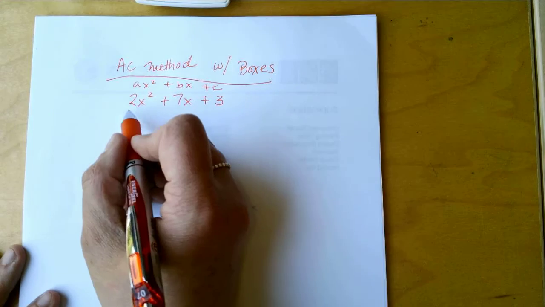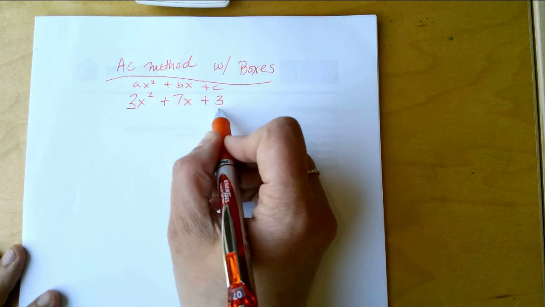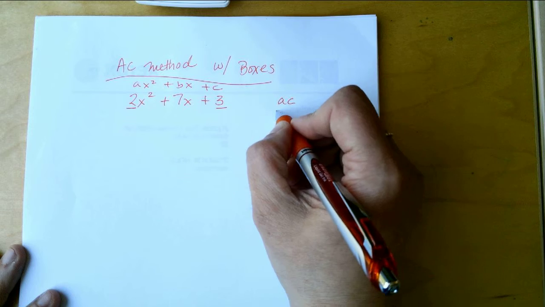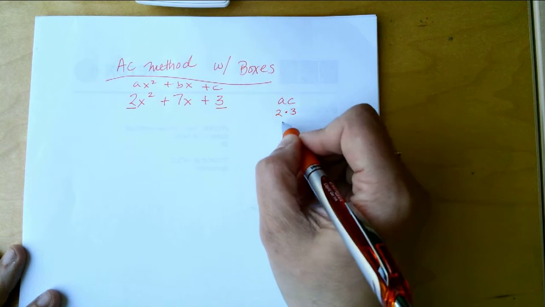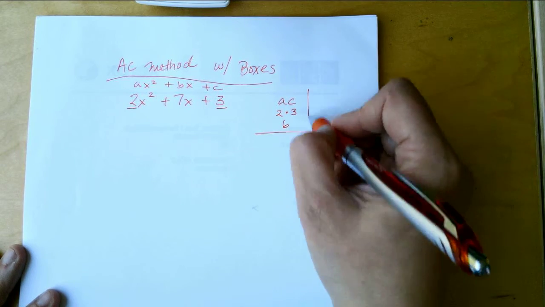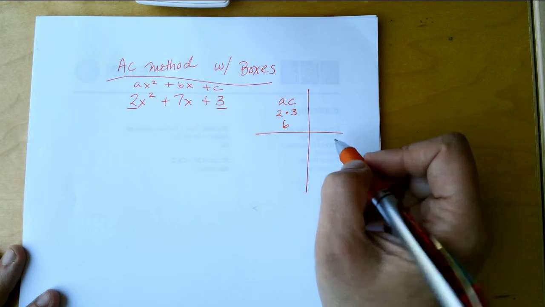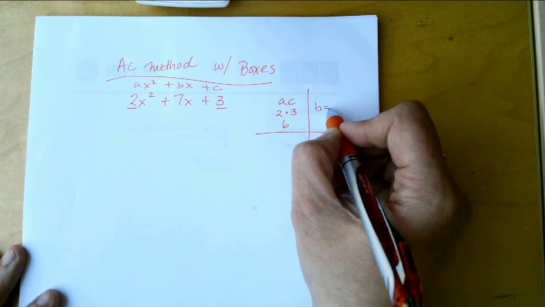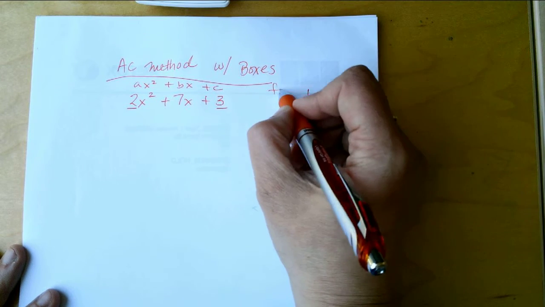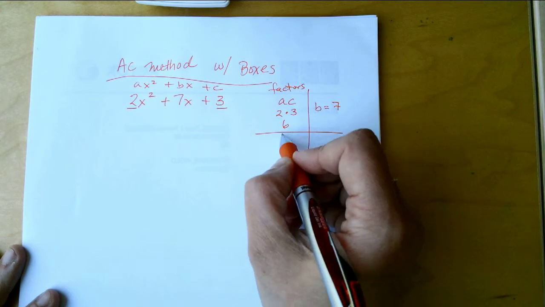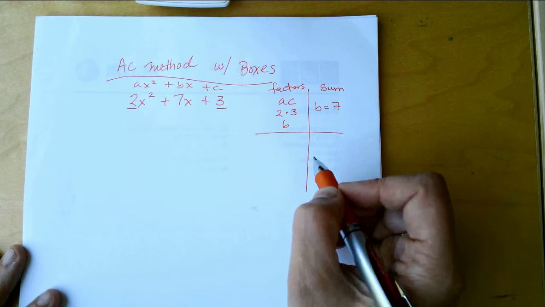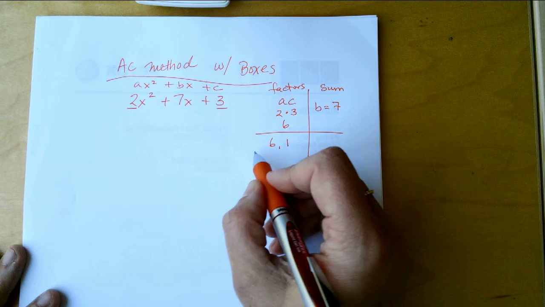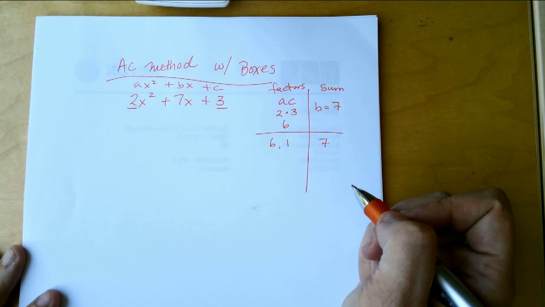So the AC method refers to multiplying A times C. So we would take AC, which is 2 times 3, gives us 6. And then we're looking for a number pair that multiplies to 6 and has a sum of B, which is 7. So we want factors of 6 that have a sum of 7. And so you might say 6 times 1, and then add those together and you get 7.